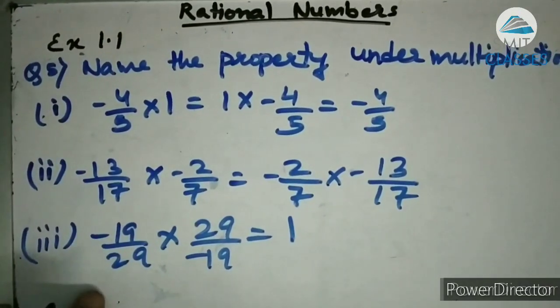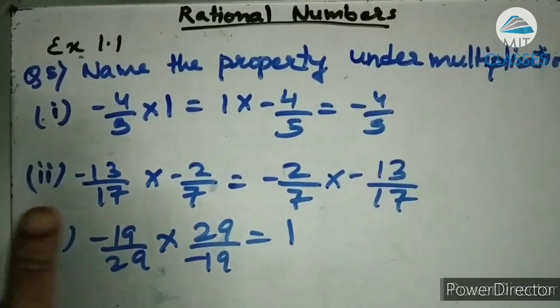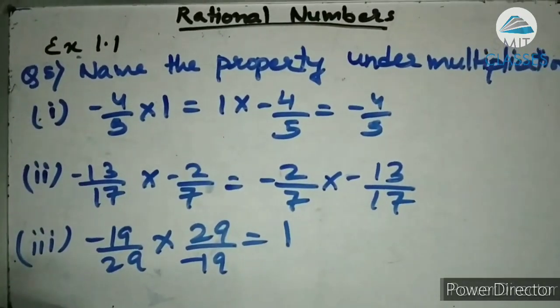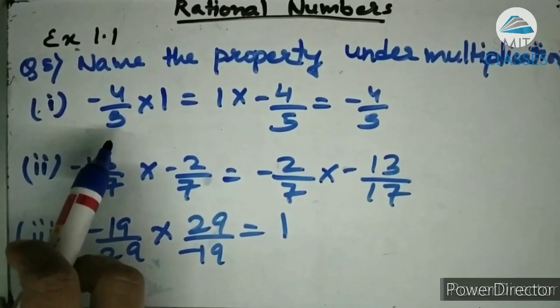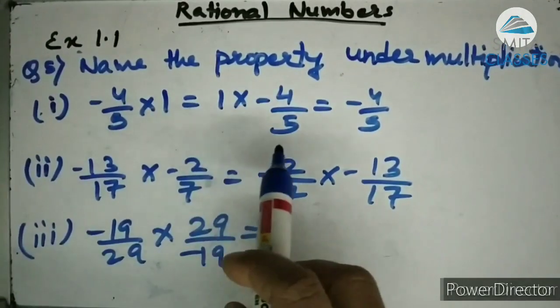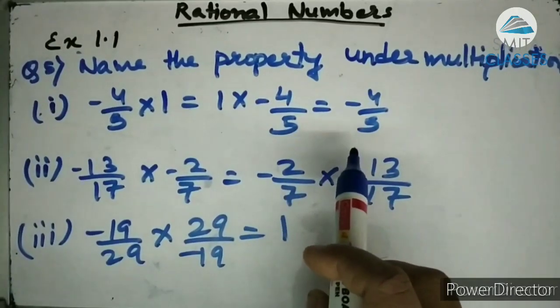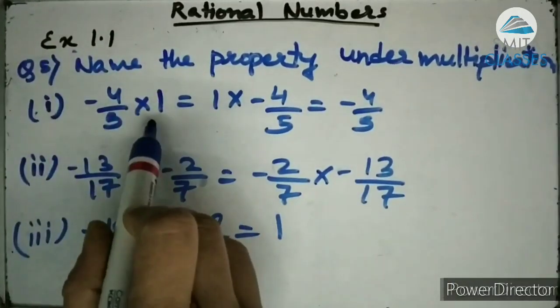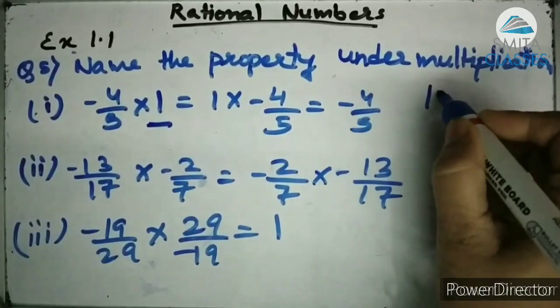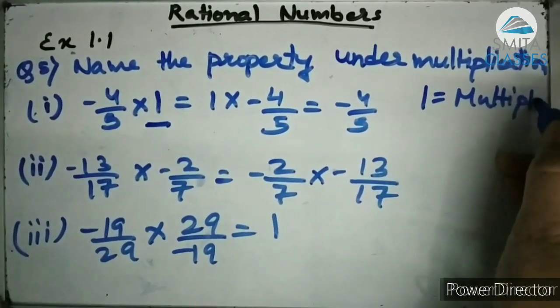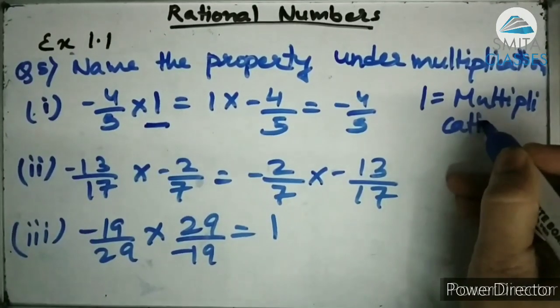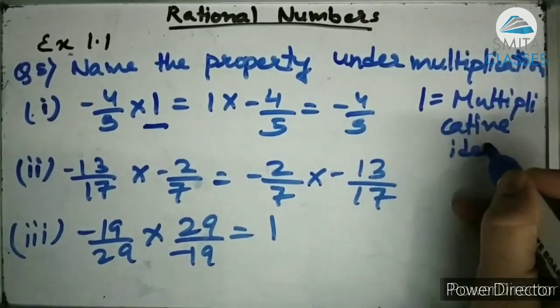This is the fifth question of exercise 1.1. The question is, name the property under multiplication for each of the following. In the first, the number given is minus 4 by 5 into 1 is equal to 1 into minus 4 by 5, and the answer is minus 4 by 5. Here clearly we can see that 1 is the multiplicative identity. So here the multiplicative identity is taken.